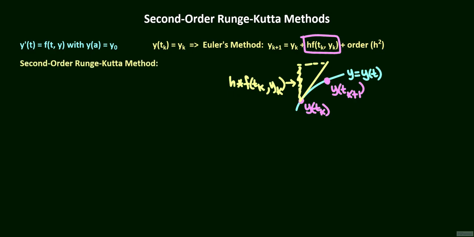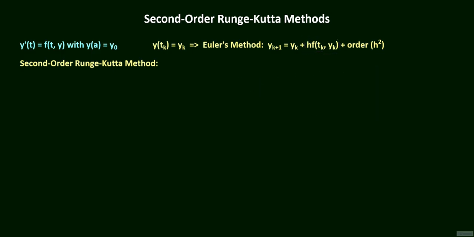Second-order Runge-Kutta methods replace the term h f(t_k, y_k) with a weighted average between two tangent slopes taken at two points that might be on the graph of the exact solution. In this lecture, we will show how to determine the weighted average between the two tangent slopes.